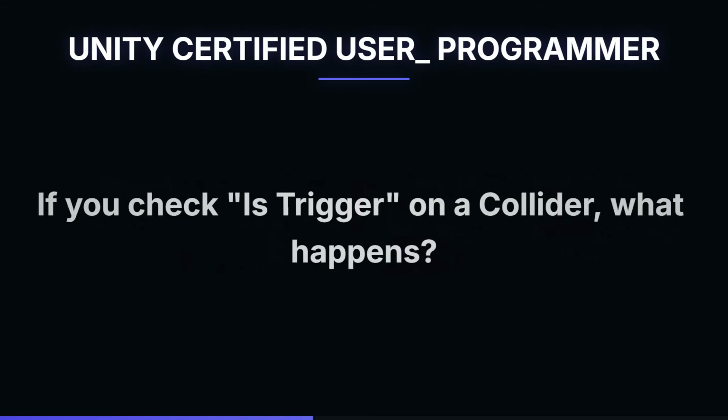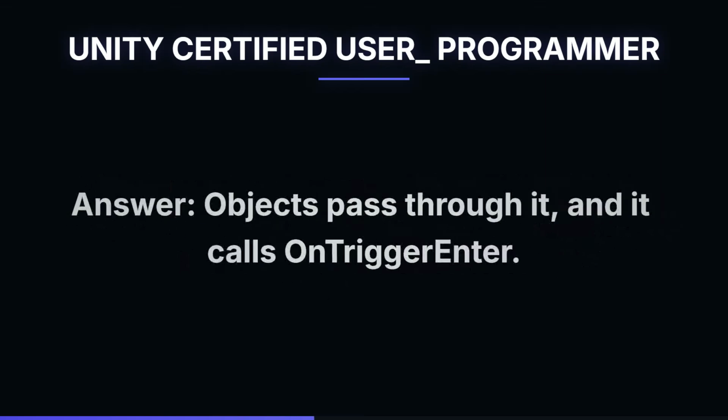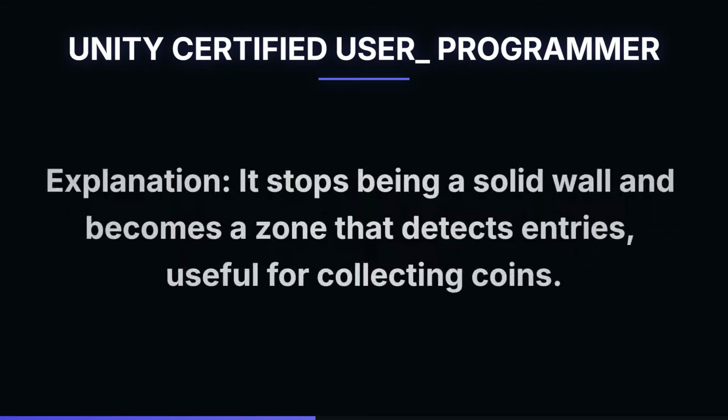3. If you check "Is Trigger" on a collider, what happens? Answer: objects pass through it, and it calls OnTriggerEnter. Explanation: it stops being a solid wall and becomes a zone that detects entries, useful for collecting coins.